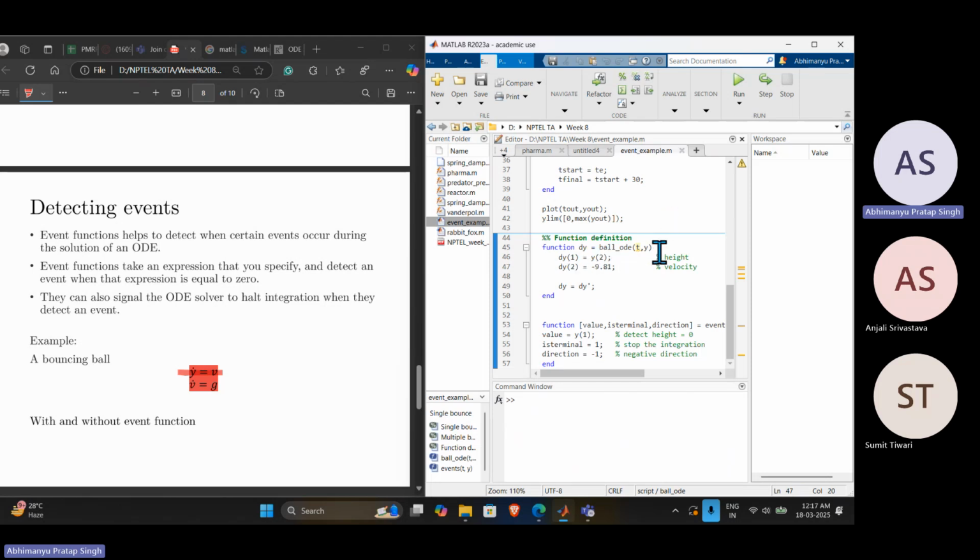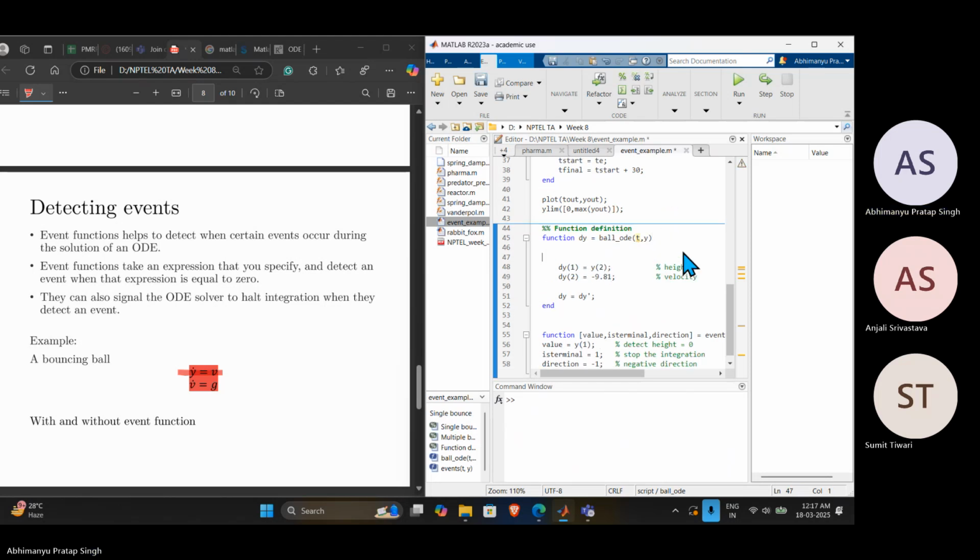dy1 is equal to y2. So y1 is equal to height, and y2 is equal to velocity. It's also written over here, right? I just need to integrate the velocity to get the height. That is why dy1 is equal to y2, and my acceleration is g only, so minus 9.81. That is what dy2 is, minus 9.81, and I need to convert it into a column vector. So that is this transpose.